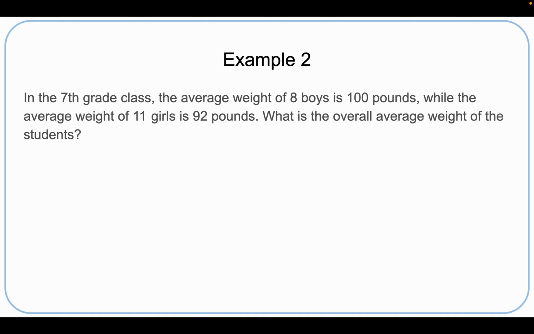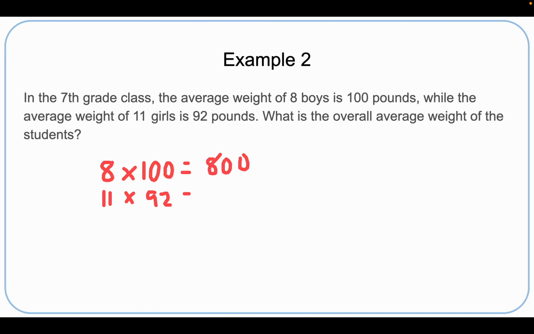All right, second example. In the 7th grade class, the average weight of 8 boys is 100 pounds, while the average weight of 11 girls is 92 pounds. What is the overall average weight of the students? Okay, so here we're going to figure out, well, what is the total weight of the boys in the class? So there's 8 boys times the average of 100 equals 800. And then the total weight of girls is 11 girls times 92 pounds.